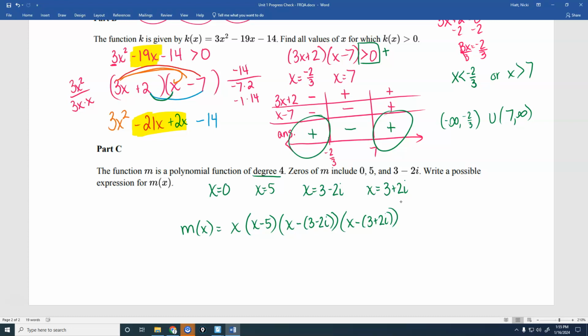However, if I decided that I wanted to distribute that negative, I could. And if I put this as an answer, x minus 3 plus 2i, and distribute here, x minus 3 minus 2i, like that, that would be okay too. They should take either one of those answers, I believe. Does that make sense?